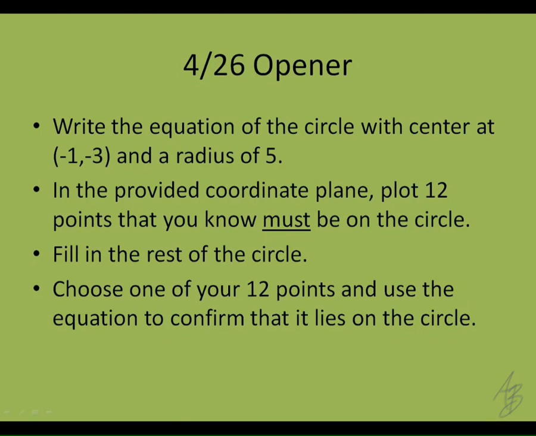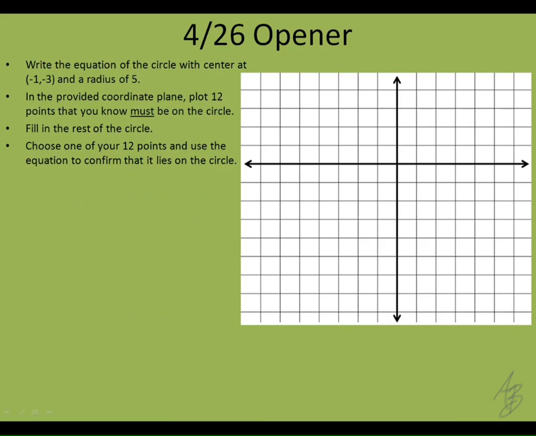So we want to write the equation of the circle with the center at -1, -3, radius of 5. We're going to be using that equation that we wrote down yesterday. We actually came up with that equation using what? How did we come up with the equation? Let me write it down here. (x - h)² + (y - k)² = r².